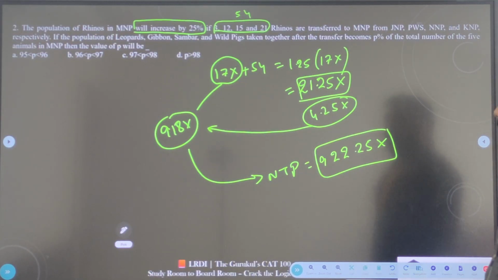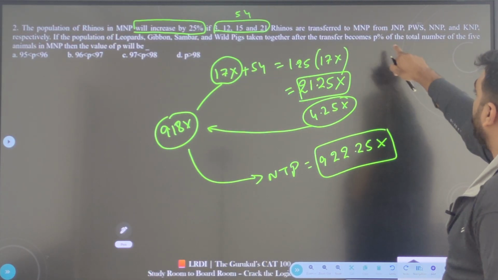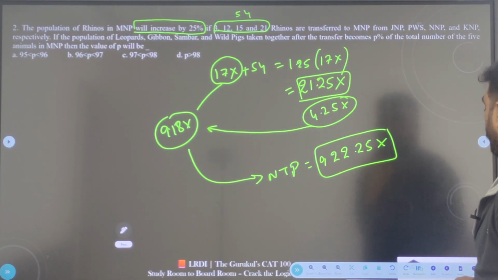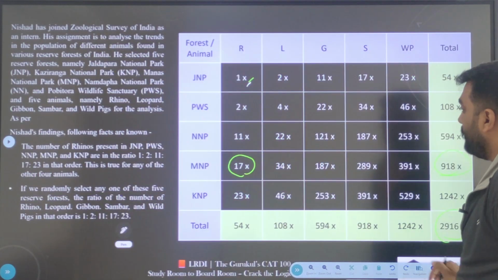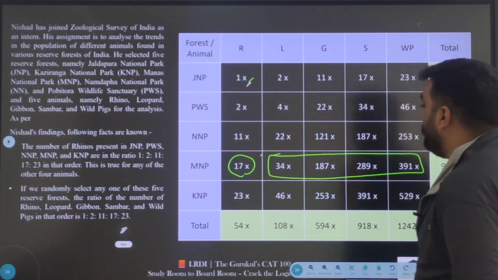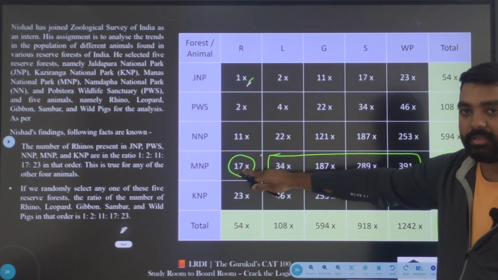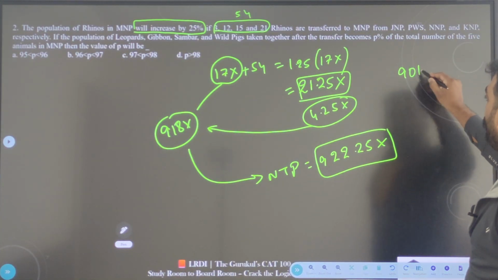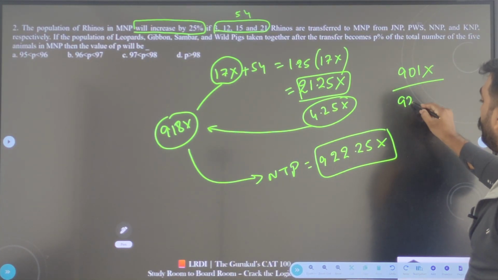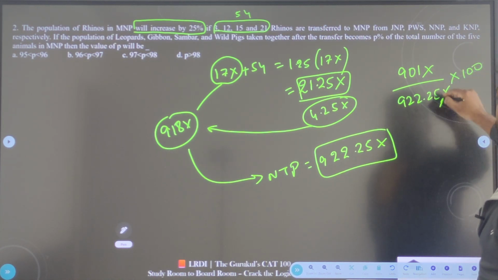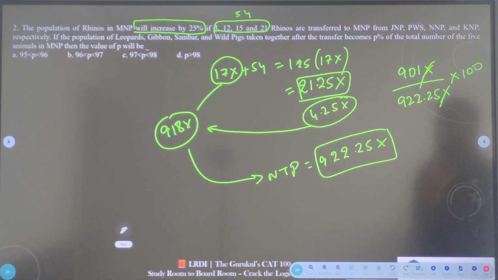They are asking us to find the P as a percentage of the total, all the other animals LGSW taken together. So add everything. LGS, all this together will be equal to how much? 918 minus this 17 only, which is 901. So 901x out of the total 922.25x as a percentage. This gets cancelled. Whatever is the closest value.